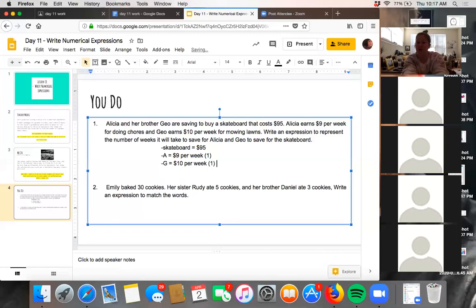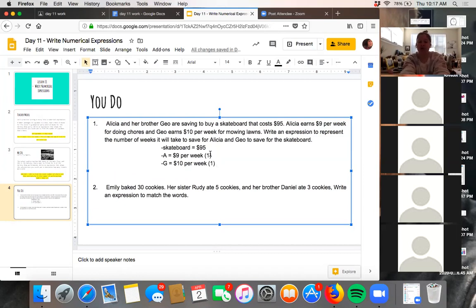So that's just like we would have done in class. I pulled all the information out of the word problem so I could see it. So when I'm making this expression, I can only use the numbers 95, 9, and 10 because they were the only numbers given to me in the word problem.